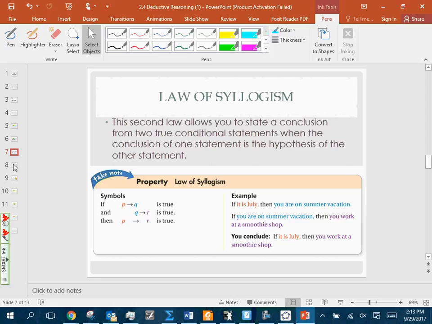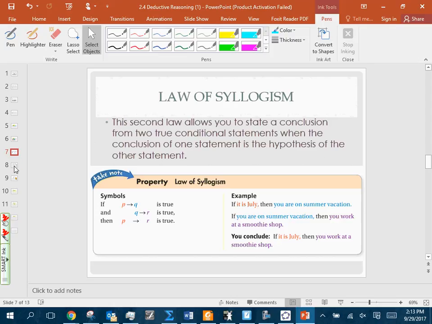If we look at what the law of syllogism says, this second law allows you to state a conclusion from two true conditional statements. So these two statements right here, these were both true if-thens. And then my third statement, the conclusion we make, uses the hypothesis of one of those originals and the conclusion of the other. And we have to be able to match them up.